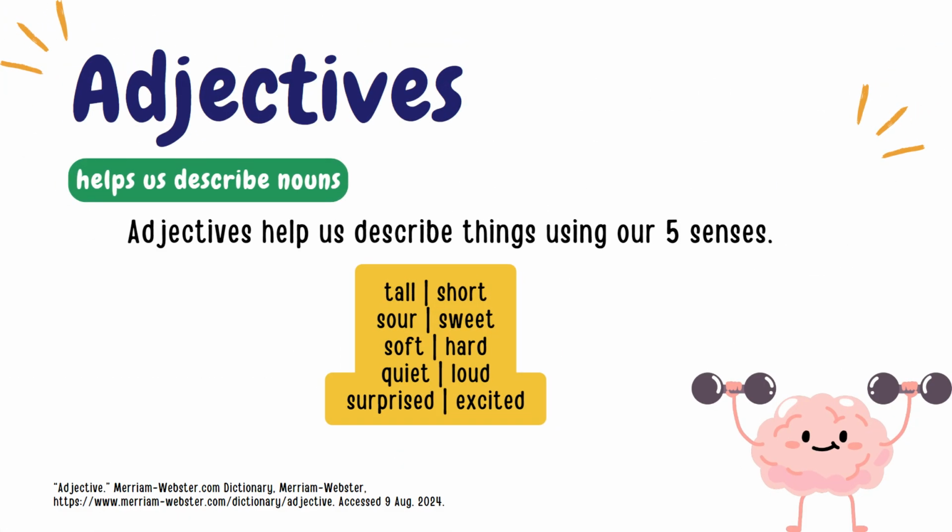Next are adjectives. Adjectives help us describe nouns. Adjectives help us describe things using our 5 senses. Words such as tall, short, sour, sweet, soft, hard, quiet, loud, surprised, excited are some common adjectives that your child may come across.